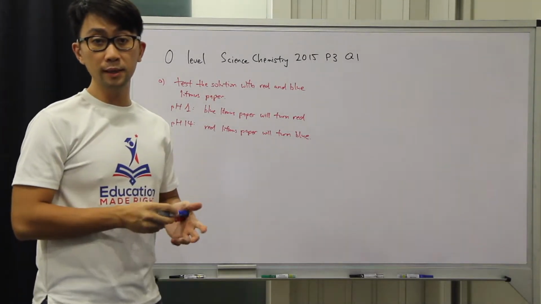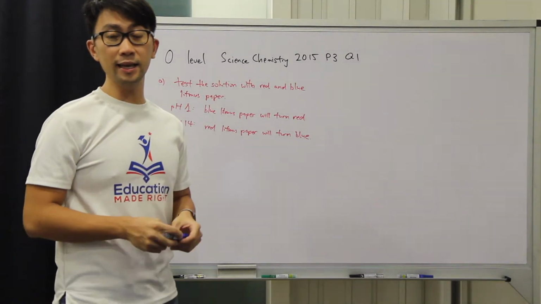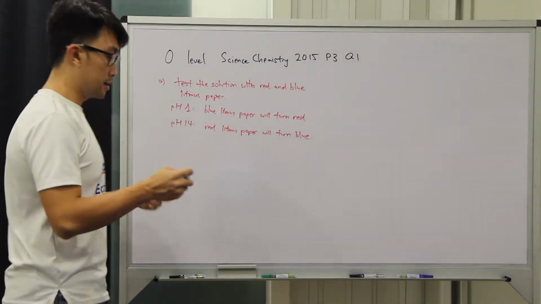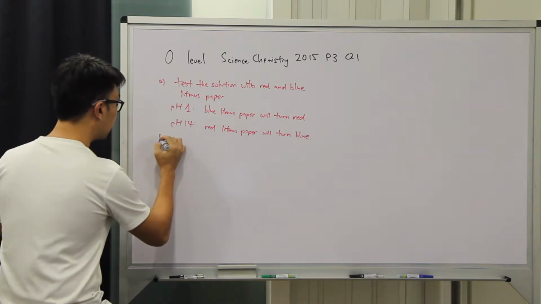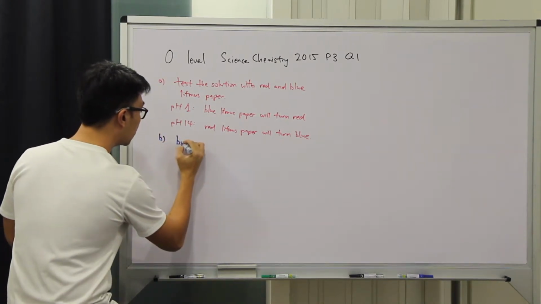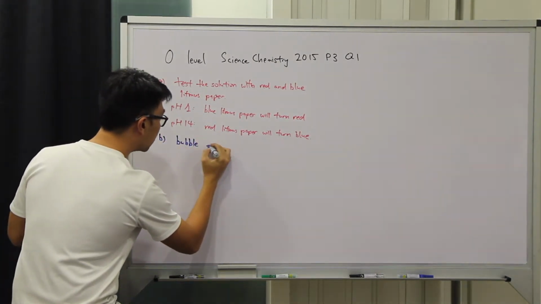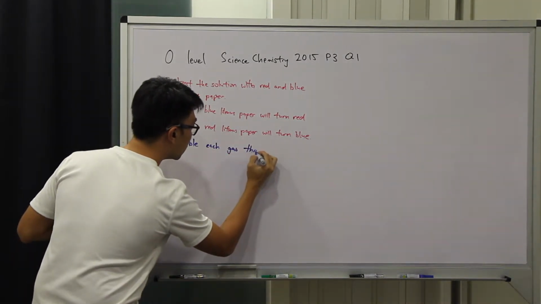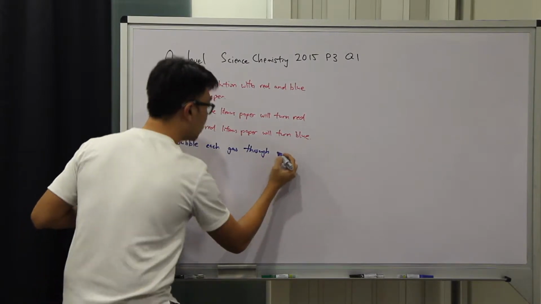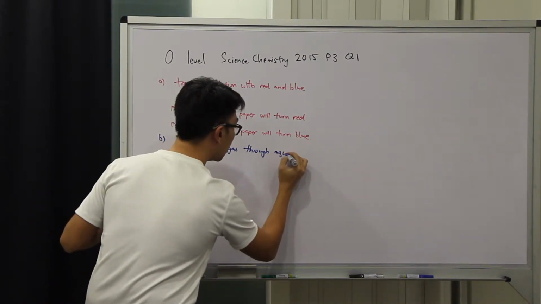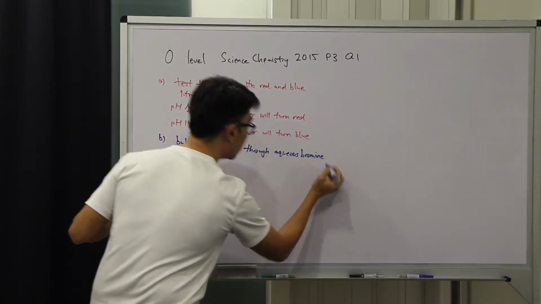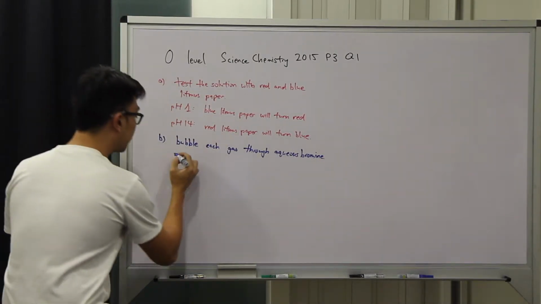Now we have part B, the gases ethene and ethane. This one we can test with aqueous bromine. So for B, we can bubble each gas through aqueous bromine.